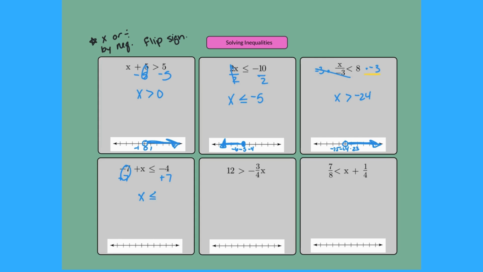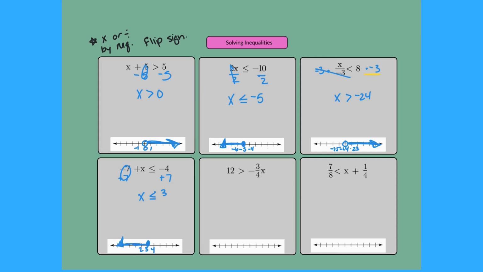Negative 4 plus 7 is 3. So I'm going to put my 3 in the middle. Count 1 on either side. This one does have the equal to part, so I'm going to fill in that circle. Values for x that are less than, so I'm going to shade to the left, less than.